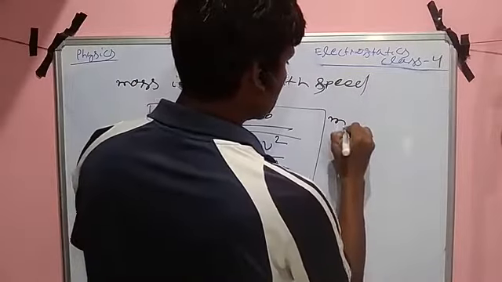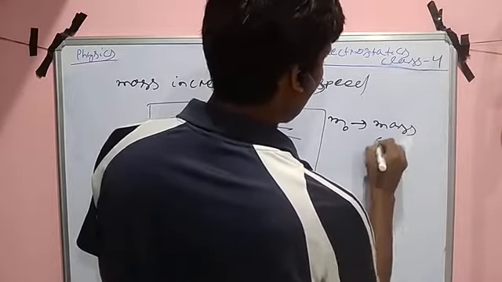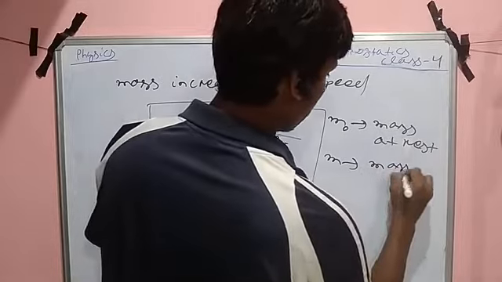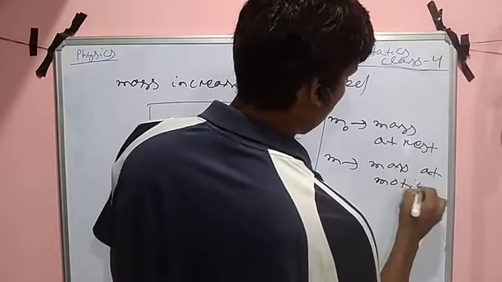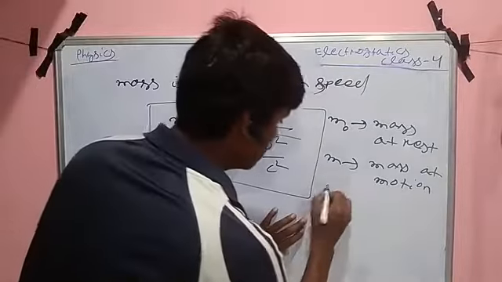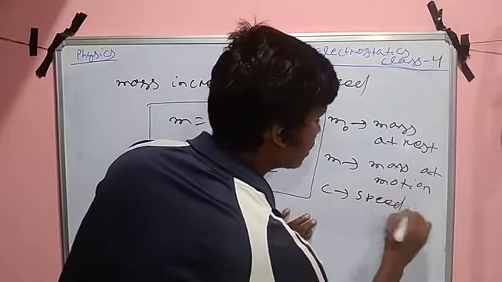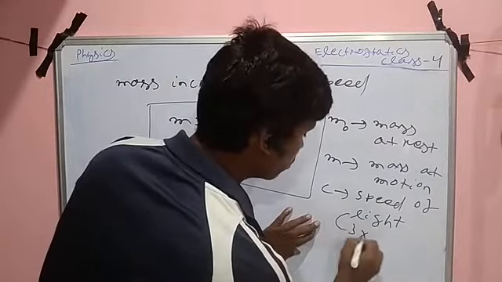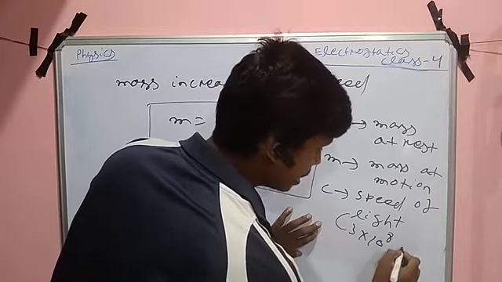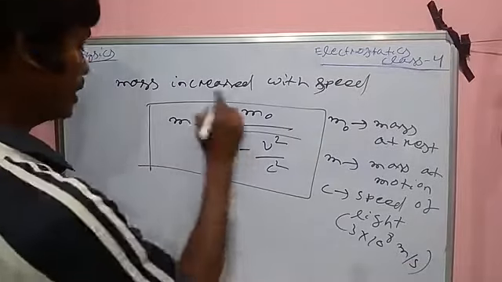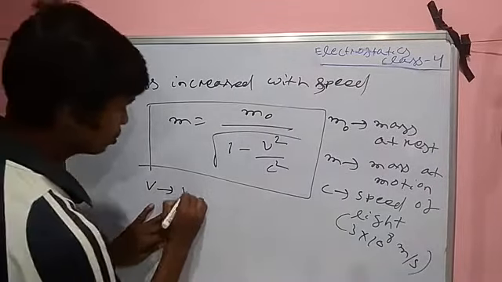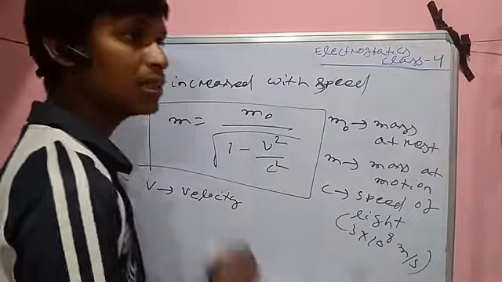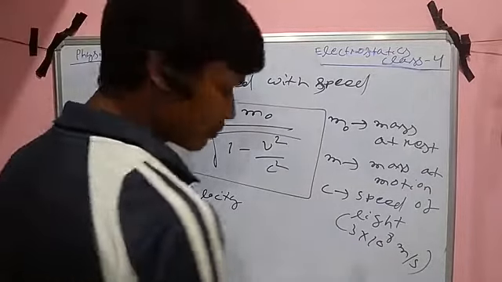m0 means mass at rest. m means mass in motion. Yes or no? c is the speed of light, the value 3 into 10 to the power 8 meter per second. v is the velocity of the mass, the velocity of the body having mass. Yes or no?